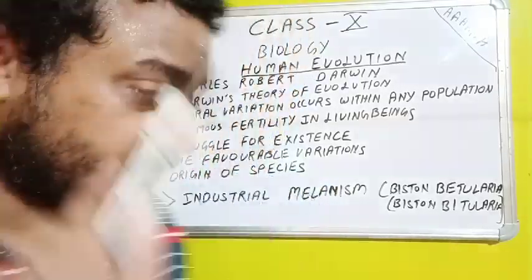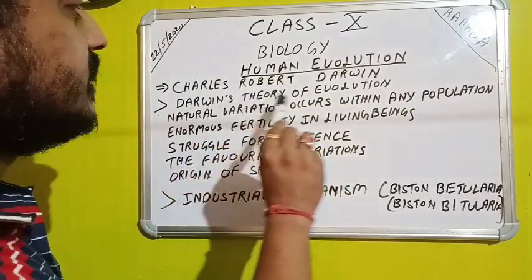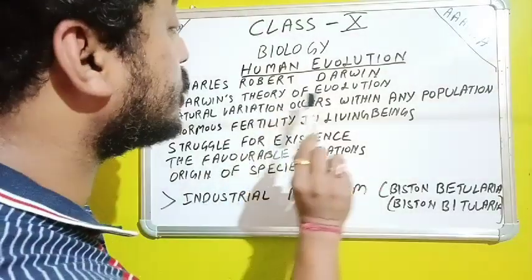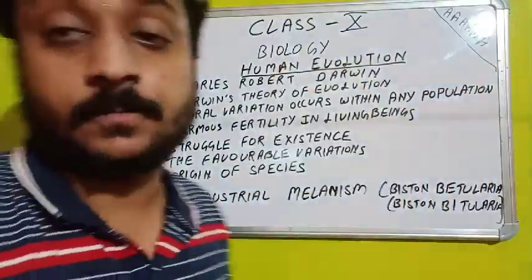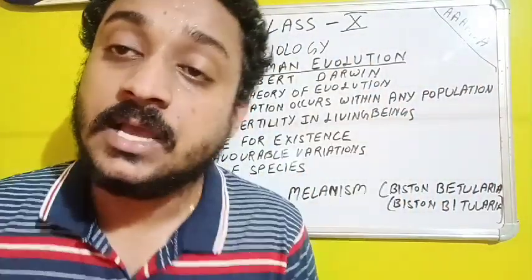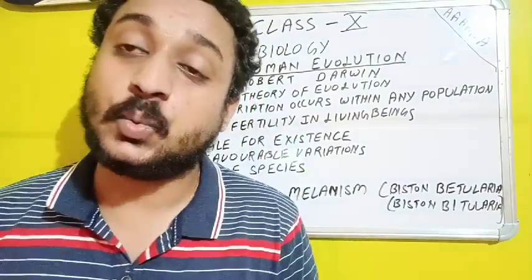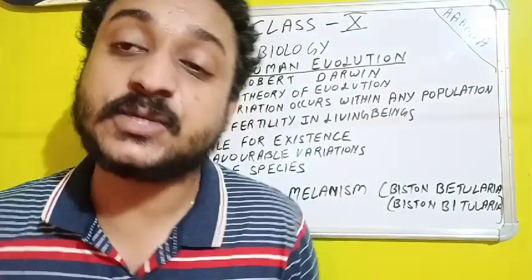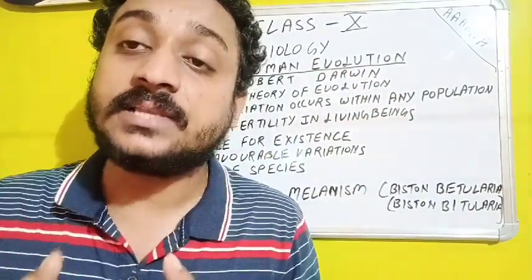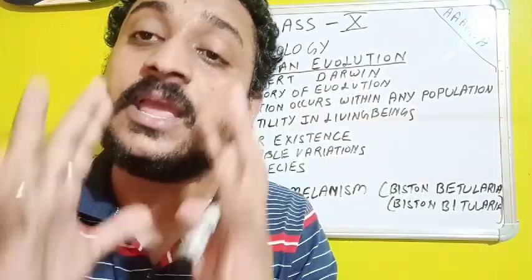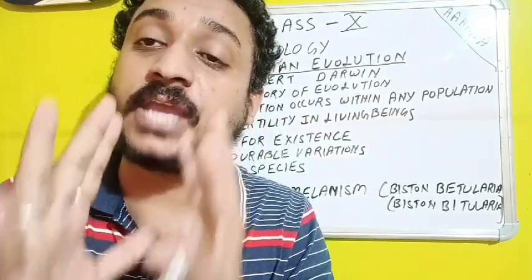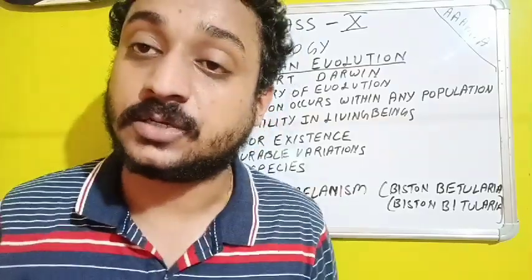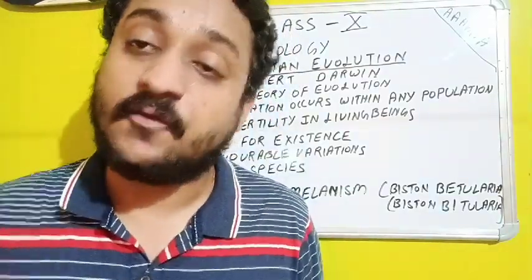Now, when Darwin postulated his theory of natural selection, he pointed out a few instructions. First one, under Darwin's theory of evolution: natural variation occurs within any population. According to Darwin, any kind of natural variation we can see, based upon the change of the environment, based upon the adaptation of a particular organism, the organisms naturally vary. The natural variation can be seen in any species, in any of its population.